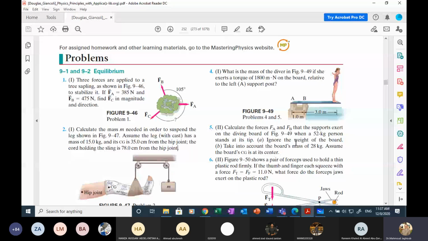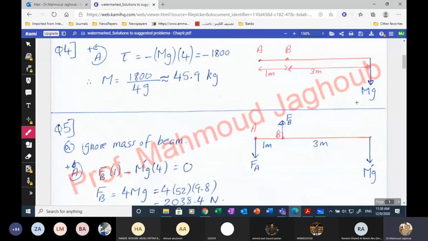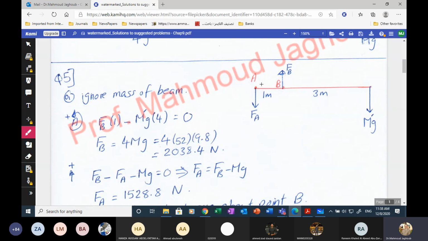So at point A, we have a force on the board acting downwards. We call it Fa. And on B, the force from the wall on the board acts where? Upwards. This is what I want you to really understand and realize. So the free body diagram looks like this. You have Fa acting downwards, Fb acting upwards, and the weight of the diver acting downwards. Now, he wants us to find or calculate Fa and Fb as magnitudes.